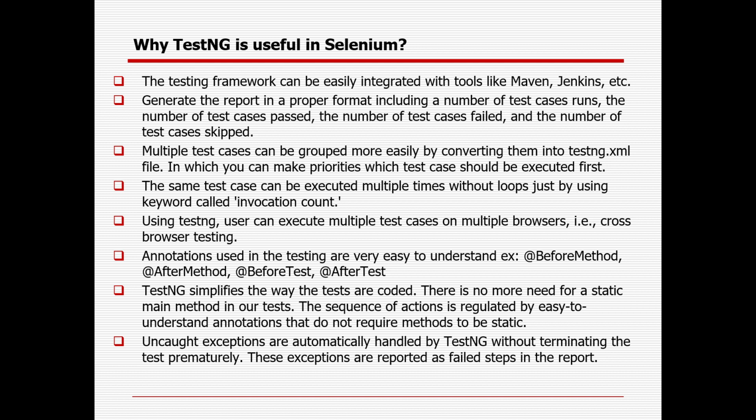Uncaught exceptions are automatically handled by TestNG without terminating the test prematurely. These exceptions are reported as failed test steps in the report. Whenever a default report is generated by TestNG, in that report you can get to know how many test cases passed, failed, or skipped.